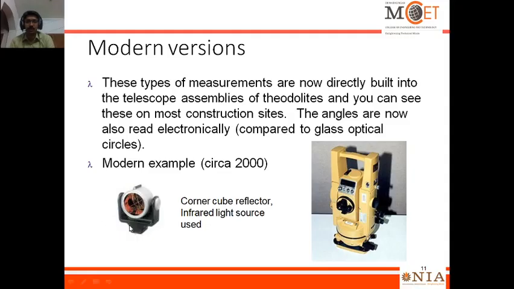This is the corner cube reflector, with an infrared light source used. In this a prism is built in, where the signal is transmitted and hits this prism, and it reflects back. Based on that we measure the distance. This is the modern version, and from here many editions were made. Now we are using the total station in different formats. Today the latest is the robotic total station. It works automatically without human intervention.